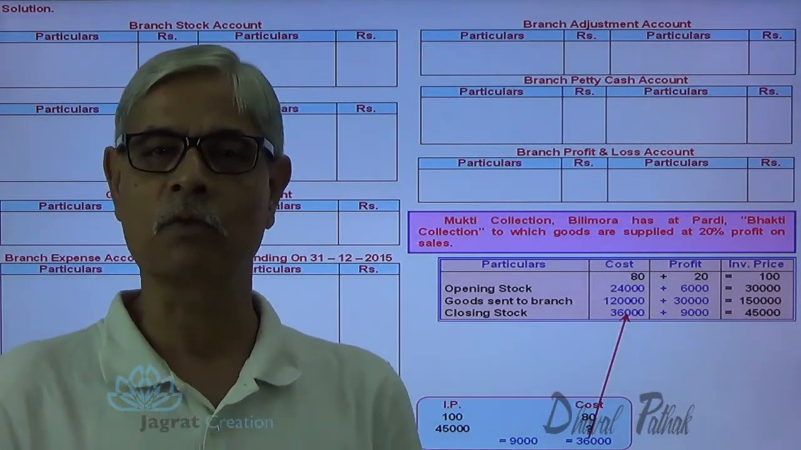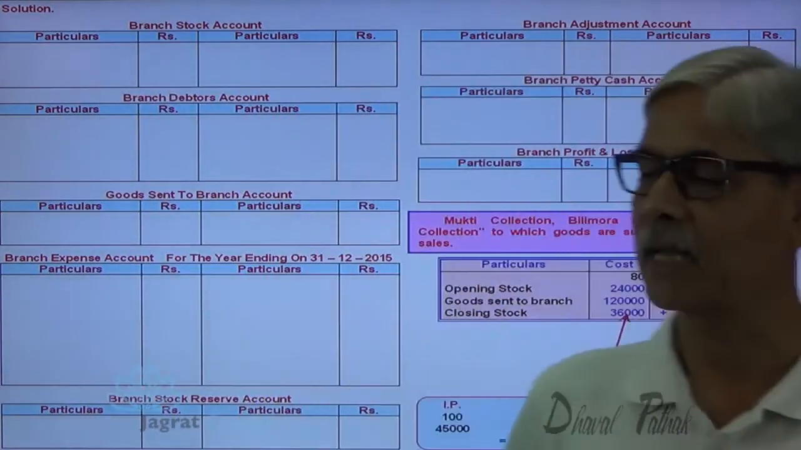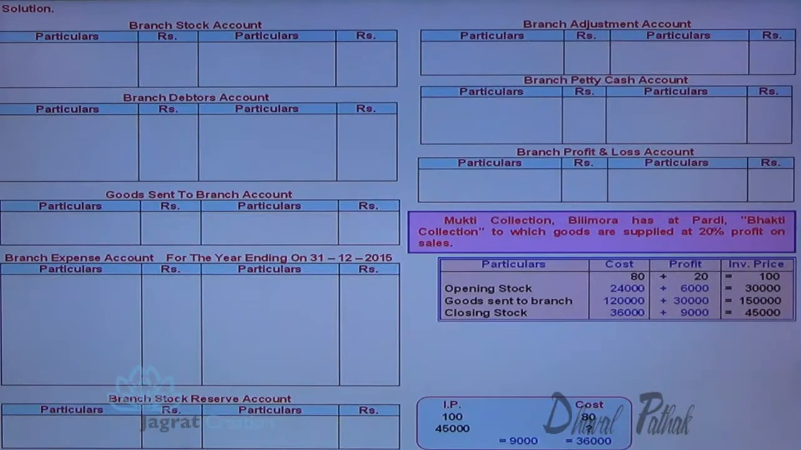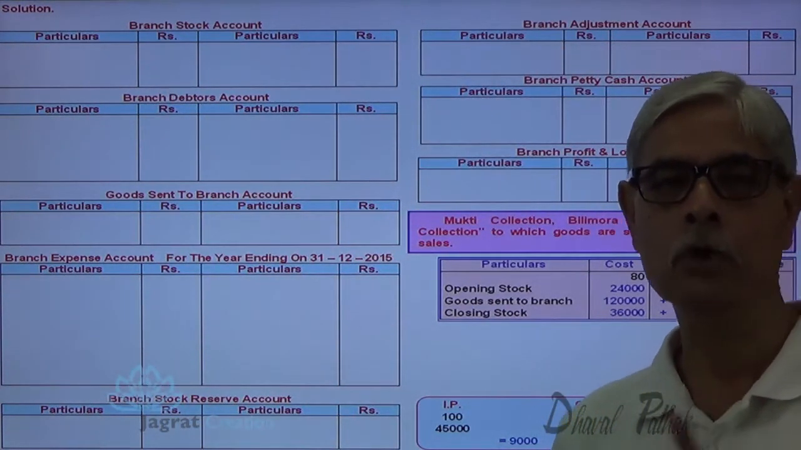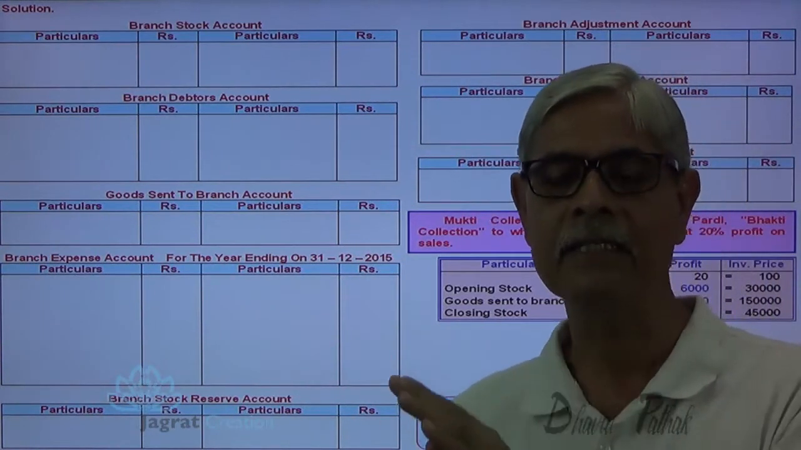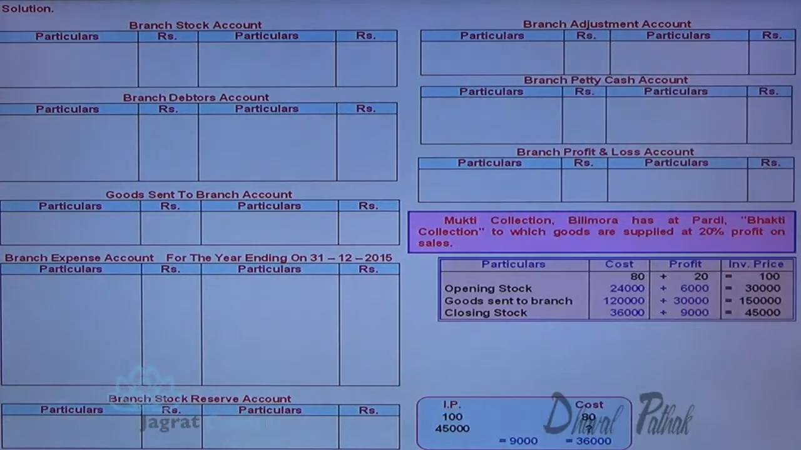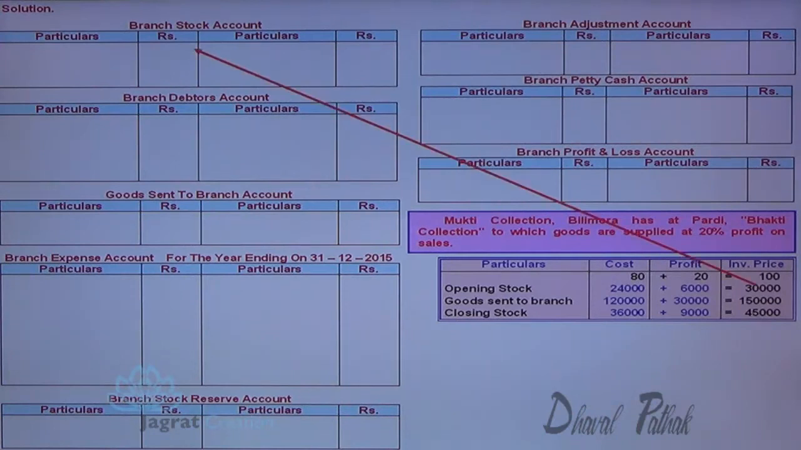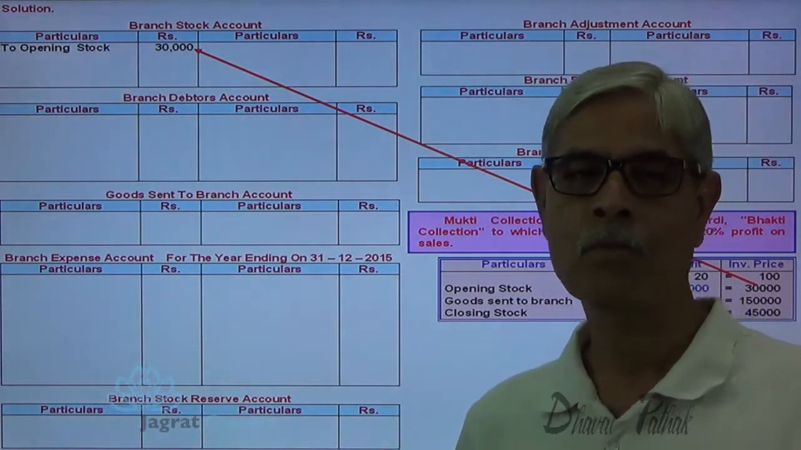The same working note was prepared by me while solving the sum by Debtors method, but look at the style of recording. Branch stock account is to be prepared at an invoice price. Branch stock account shows the increase or decrease in stock that has occurred at the branch location. So opening stock will be recorded on the debit side of branch stock account as opening balance.